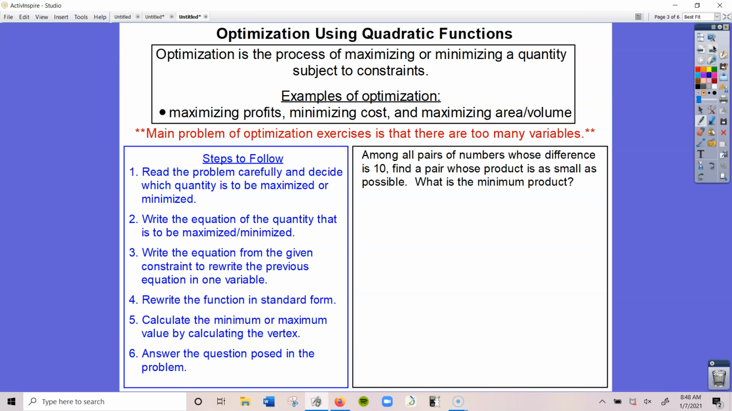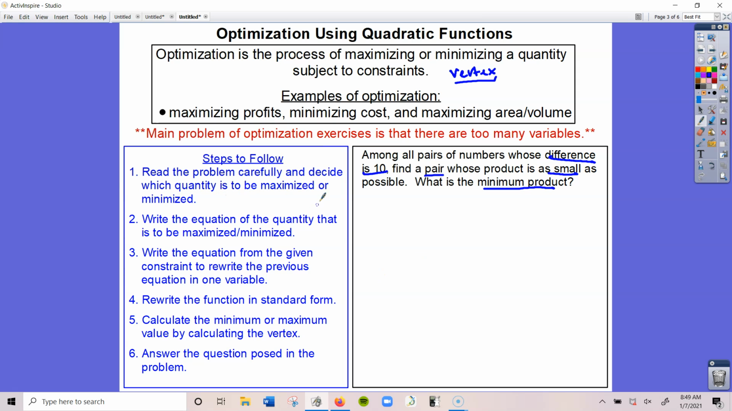Now, if you think about it, optimization involves the process of maximizing or minimizing, which means that we are going to work heavily with the vertex, since the vertex is where you have the maximum or minimum. So I put some steps here that we can follow, and we're going to start with a very basic example. It says here, among all pairs of numbers whose difference is 10, find a pair whose product is as small as possible, and what is the minimum product.